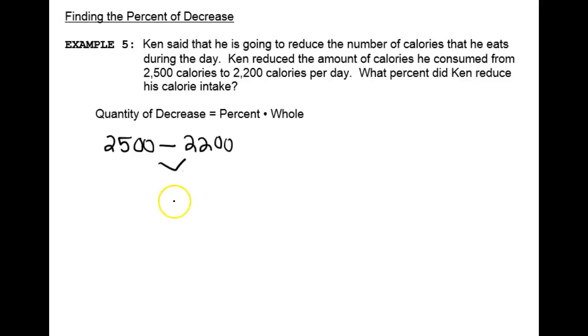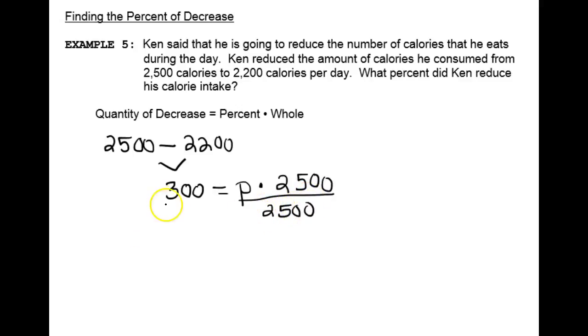So this amount of decrease would be 300 calories. He's going to eat 300 calories less every day now. And that's going to equal the percent times the whole. Now remember, the whole is the original amount. So for that, it's going to be the 2,500 because that's the amount he wants to decrease his calorie intake from. So to get the percent, I'm going to divide both sides by 2,500.